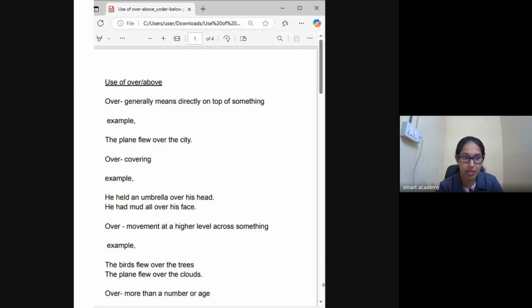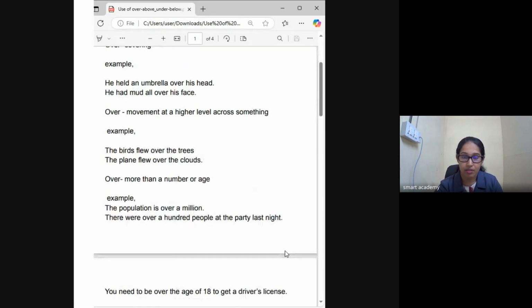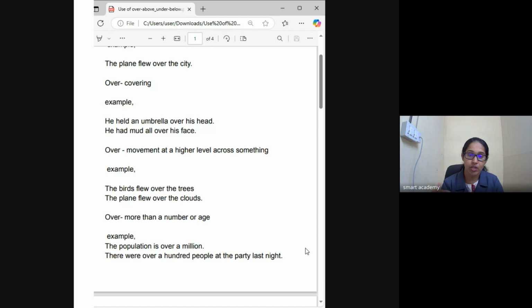Clear or no? The plane flew over the clouds. A movement across something at a higher level, we can use over. Clear? You understand? Yes or no?